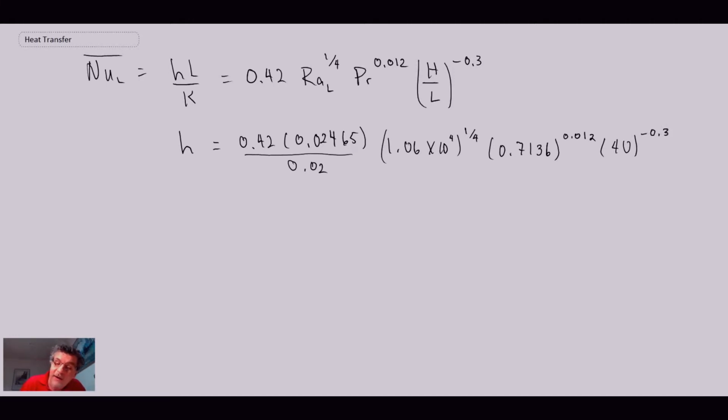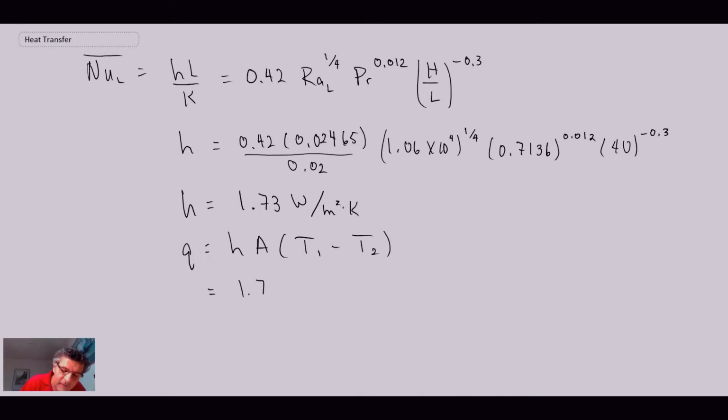So with that, what do we get? We get h is equal to 1.73 watts per meter squared Kelvin. And Q, we wanted to find out the heat transfer coming through this. We use Newton's law of cooling. Temperature difference is the hot minus the cool. Plug in the values. So 27.68 watts is what is flowing through this window.